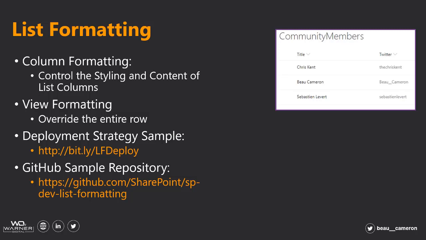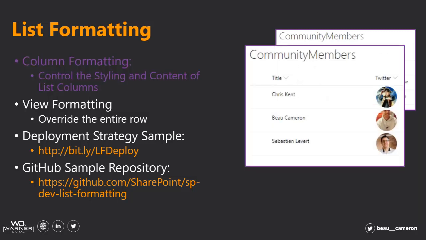And so you may see something here like this. This community members list has names in the title column, and then it's got the Twitter account in the Twitter column. You can change the way it looks with column formatting. So in this case, I've overridden the Twitter column with a column formatting definition. And what it's doing is a couple of things. It's actually going out to Twitter, grabbing the profile picture of these Twitter accounts and pulling it back in for display. But it's also making that little round circle avatar or profile picture clickable.